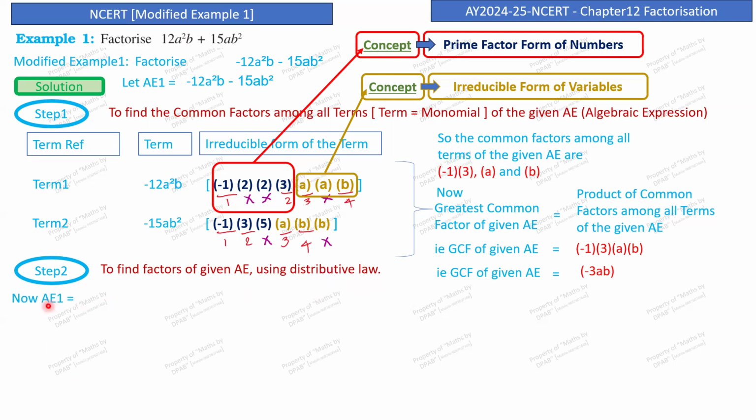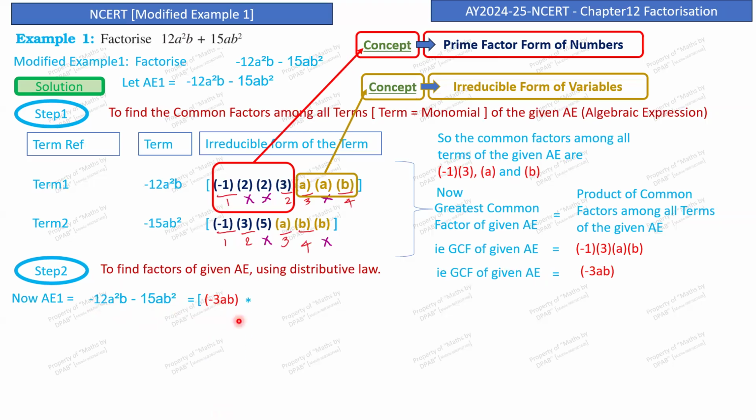So now the original algebraic expression AE1 equals minus 12A square B minus 15AB square. This is the modified example 1 we are discussing now. This is equal to, I'm just starting with the square bracket here. Now the greatest common factor we are writing, which is minus 3AB. We are going to write the term 1. The term 1 is what? Minus 12A square B, which is factorized as minus 3AB, the common factor of this term.